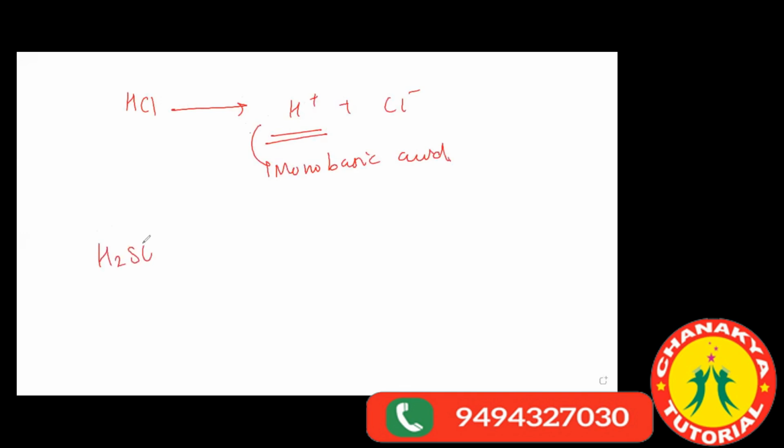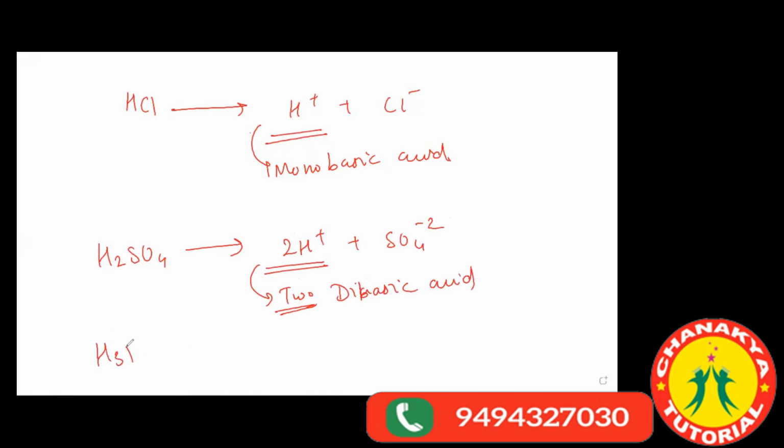Correct? Another, H2SO4. It will be dissociated as what? 2H plus ions plus SO4 minus 2 ion, correct? So how many hydrogen ions released? 2. So it will be dibasic acid. And H3PO4, in this case, what happened? It will release 3H plus ions plus PO4 minus 3. It releases 3H plus ions and hence it is tribasic acid. Clear? Understood the basic difference between monobasic, dibasic and tribasic, right?